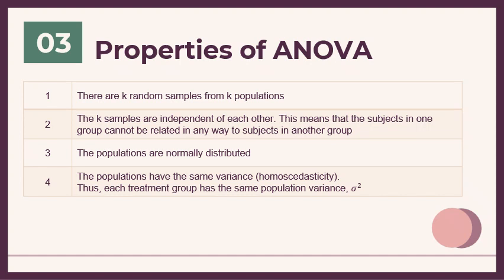Number 3, the populations are normally distributed. Since ANOVA is a parametric test, we need to ensure that the data we use must be normally distributed. Number 4, the populations have the same variance, which means each treatment group has the same population variance, sigma squared. This is the assumption in order to use the ANOVA test.